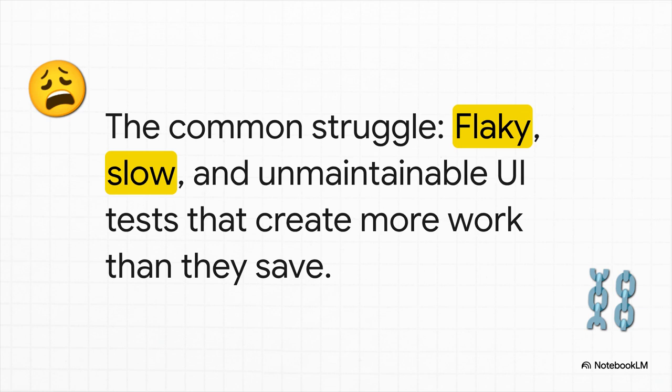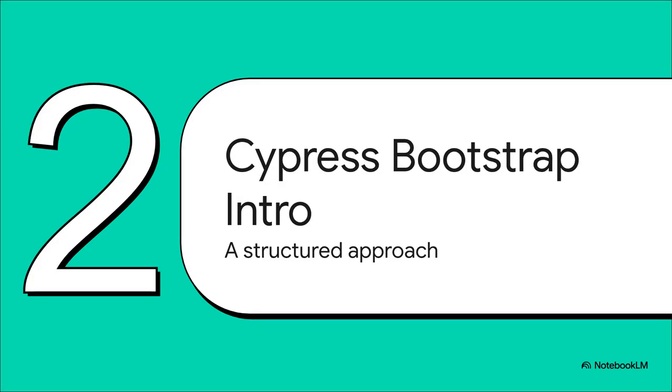Your tests are brittle, they break with the tiniest little UI change, you've got duplicated code everywhere, and before you know it, the very thing that was supposed to give you confidence has become the biggest bottleneck in your entire workflow. It's a nightmare. So the big question is, how do you break out of that trap?